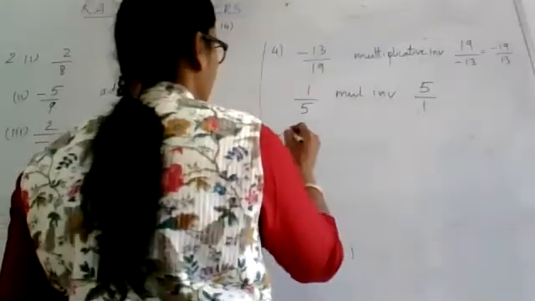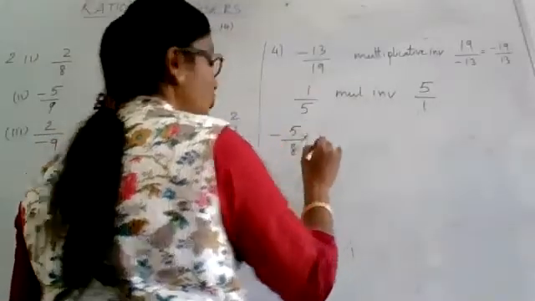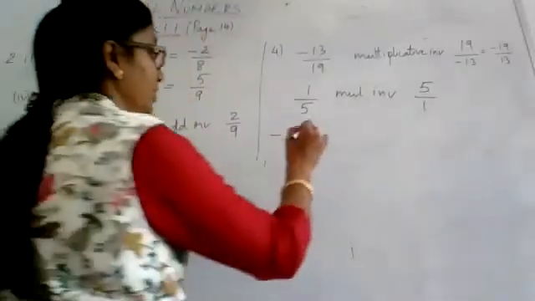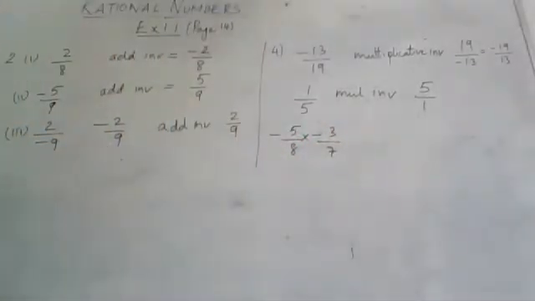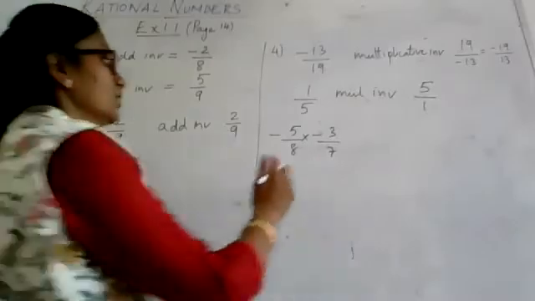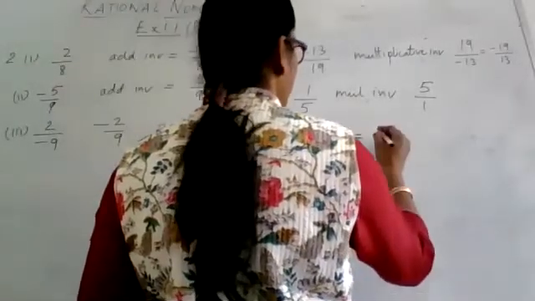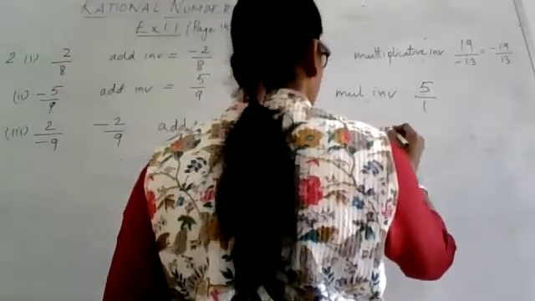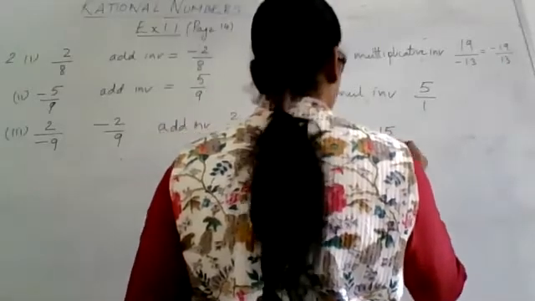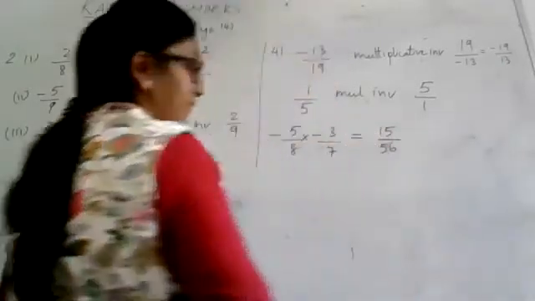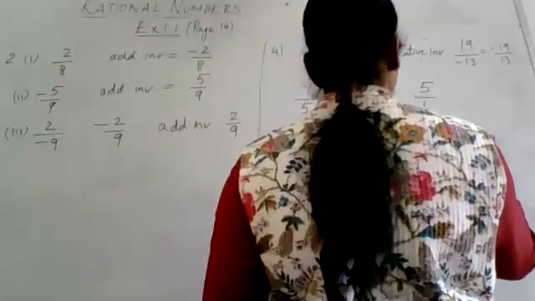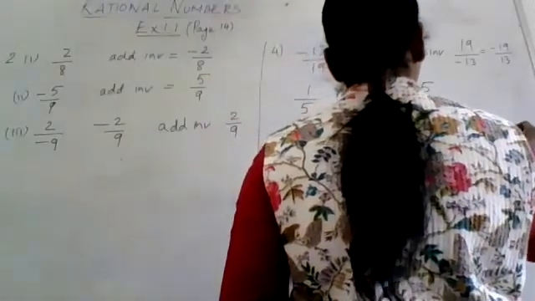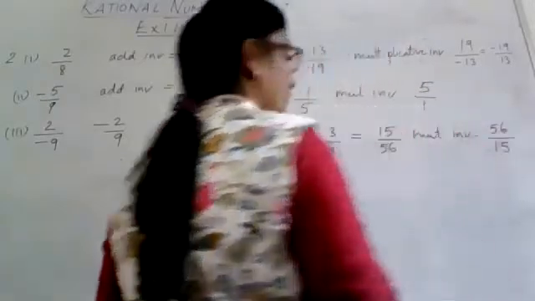Next they are asking negative 5 by 8 into negative 3 by 7. So there is a multiplication that we have to complete before we write its multiplicative inverse. So this will be seen as negative into negative, positive, 5 into 3, 15. Then 8 into 7 is 56. So this is your given rational. Next you have to write the multiplicative inverse. So the multiplicative inverse will be 56 by 15.